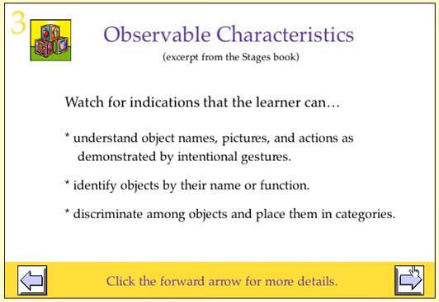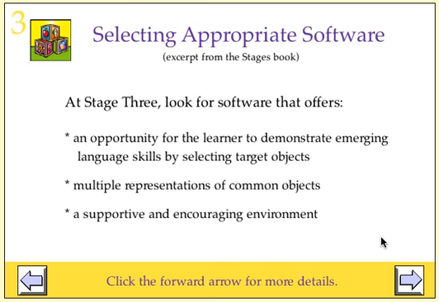We want to see that the learner can consistently identify objects, name them through pictures, through actions, identify through intentional gestures that they know the language that we're discussing. We want them to discriminate and actually use their choice-making abilities and put objects into categories. This is a very different learner than we've had before.